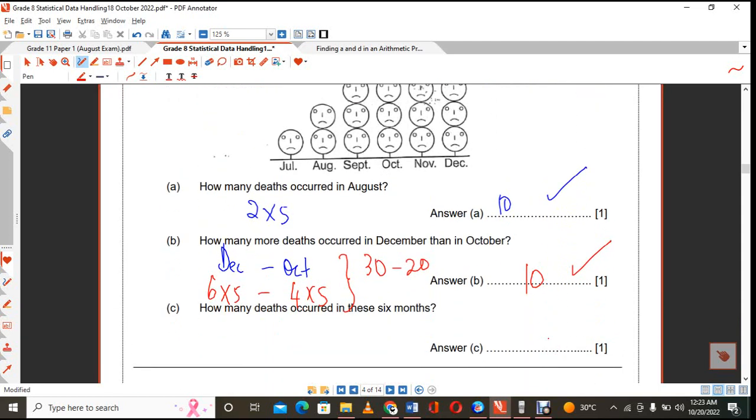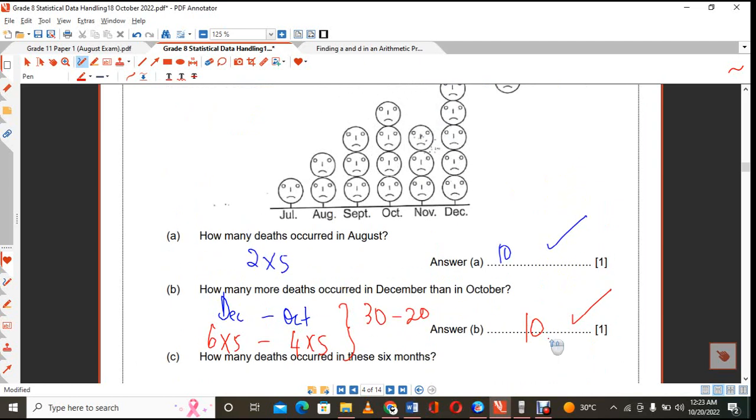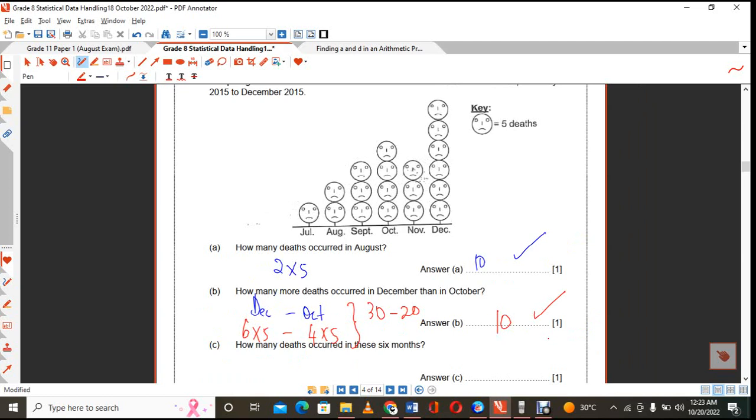How many deaths occurred in these 6 months? So in these 6 months, we are now looking for the total. In July, the people who passed were just 5. In August, they were 10. In September, they were 15. In October, they are 20. And in November, 15. And lastly, in December, there are 30. So your job is to only add all of that.